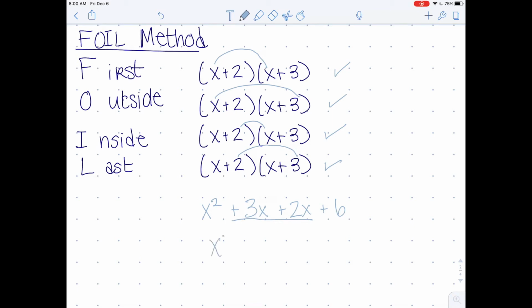So x squared plus 3x, 3x plus 2x is 5x plus 6. And that would be our answer. So those are the two choices for how to do those problems.